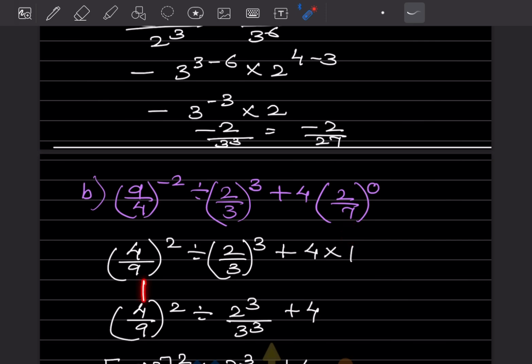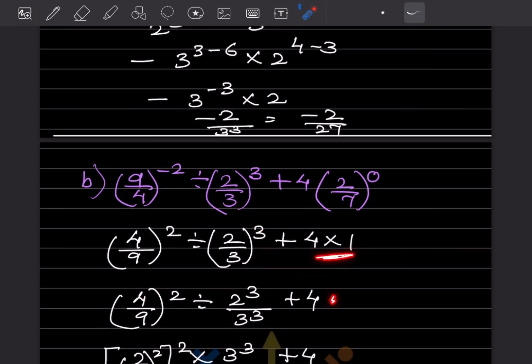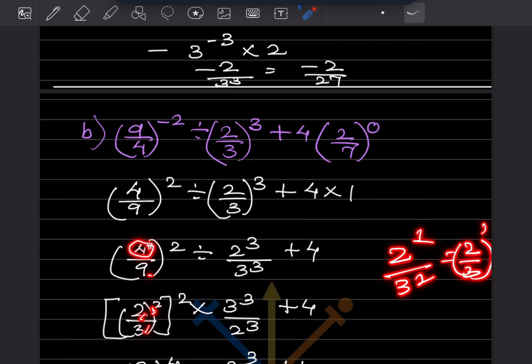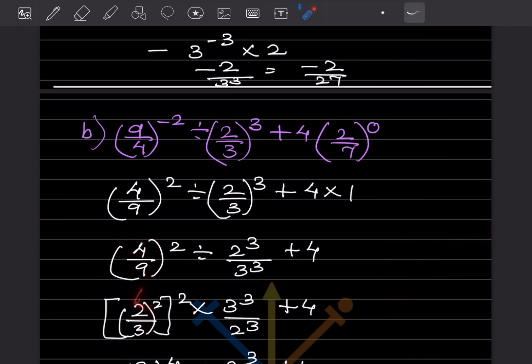So now we'll write this the same. This we can make 2 raised to 3 divided by 3 raised to 3, and this will be 4 into 1, that is going to be 1. Now this part we can also write as 2 raised to 2 divided by 3 raised to 2. For that we can put it in the bracket directly, 2 by 3 raised to 2, what is here. And this one extra square bracket I have done, because this is extra 2.